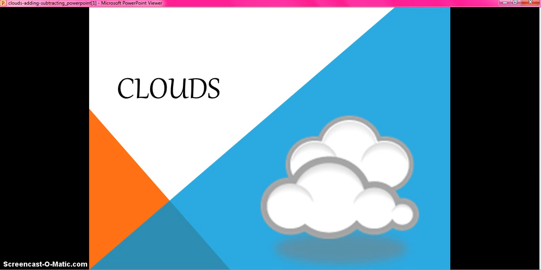Today we're learning about the different types of clouds. There are different types of clouds depending on what level in the sky they are. The first type we'll be looking at are low-level clouds.